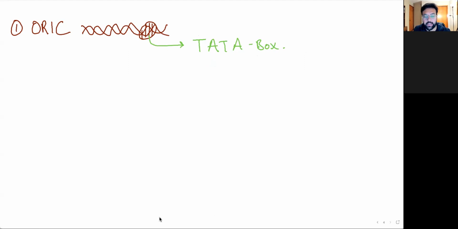So that has to be an AT rich sequence, and it's easy to separate because A and T will just have a double bond, while G and C will have a triple hydrogen bond. So AT is very easy to separate as compared to GC. So the origin of replication has to be AT rich.